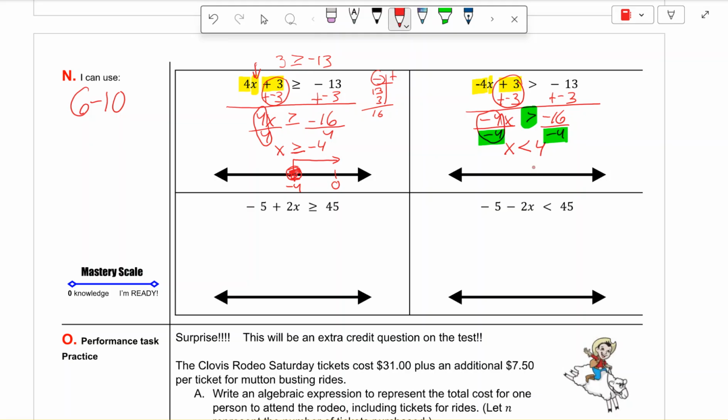So we'll go down here and we'll graph it. This is an open circle, and x is less than 4. Well, what's a number less than 4? It's really easy to use 0. Put the 0 right here, and negative 4 times 0 is 0, and that means 3 is left to be greater than negative 13, and that's still a true statement, so you know you got it right.